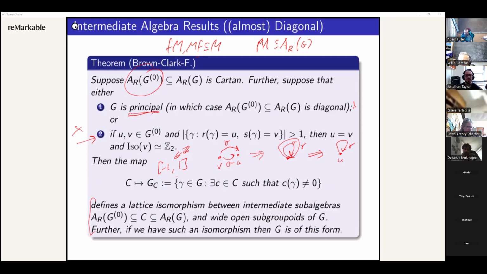I also have another question. Have you thought about pushing this flavor of results in the non-Hausdorff direction?